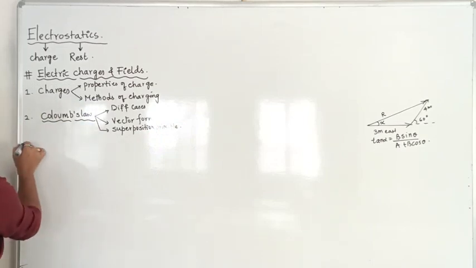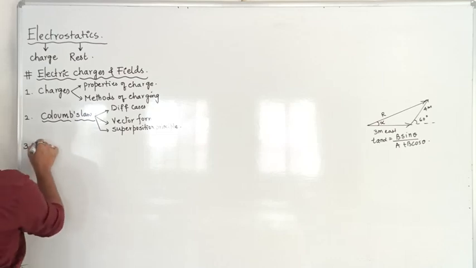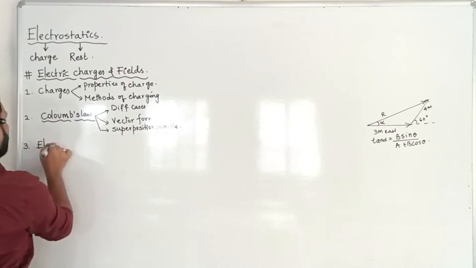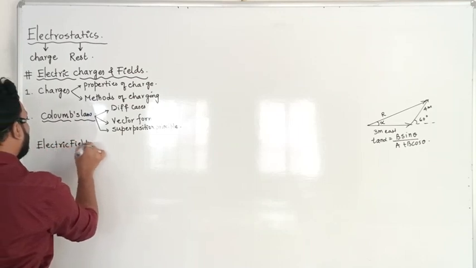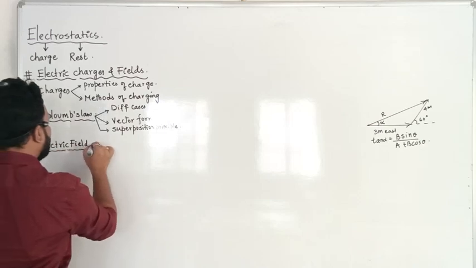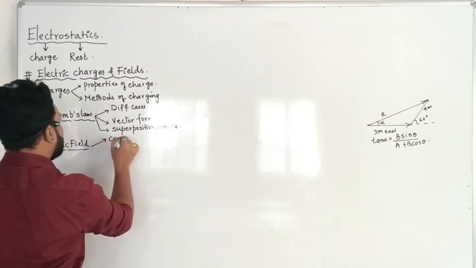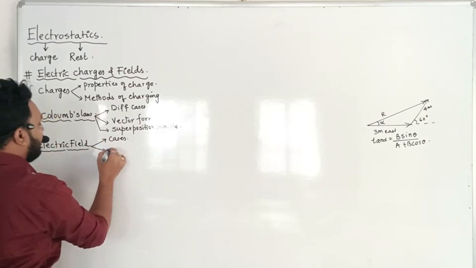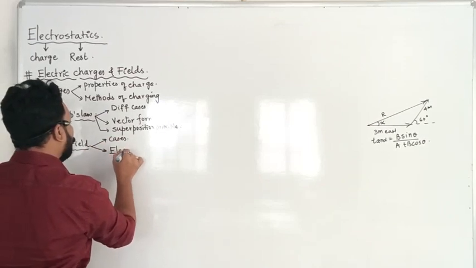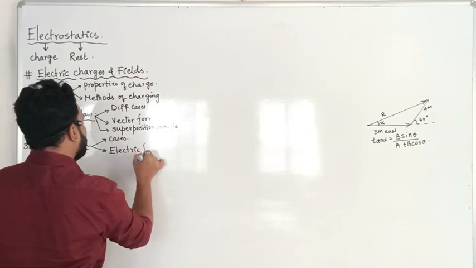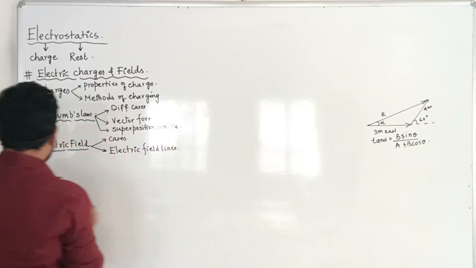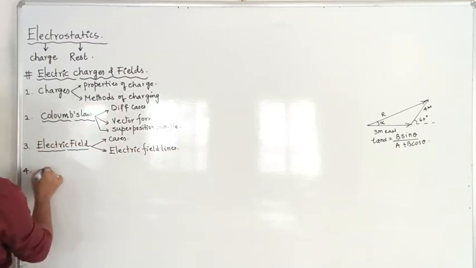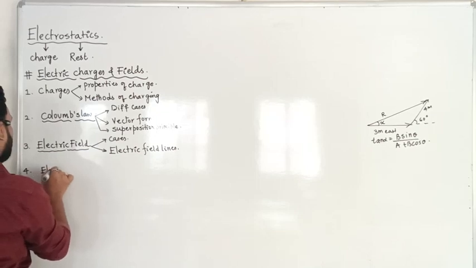The third concept we will see is the electric field. What do you mean by electric field? In the electric field, we will see different cases, and we will see what we mean by electric field lines. Now, in the fourth part, we will see what we mean by electric dipole.